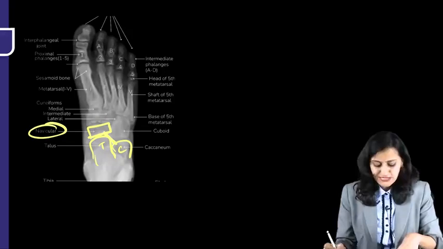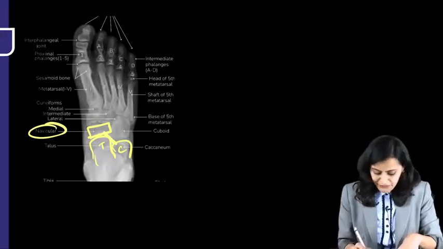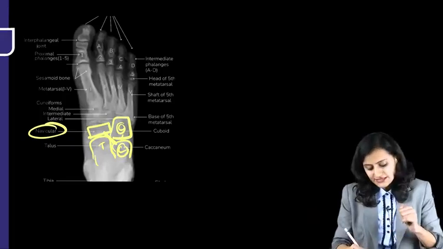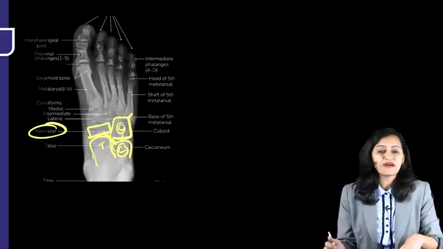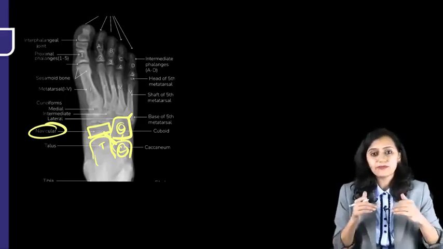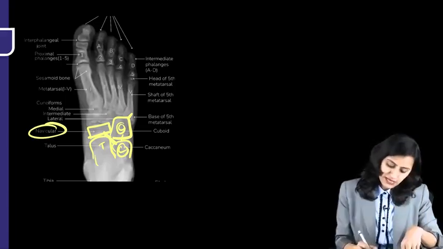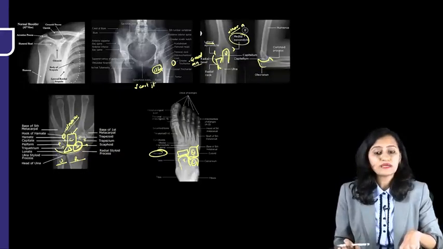And this joint here is the talocalcaneonavicular joint. In front of calcaneum, we have cuboid on the lateral side adjacent to the fifth metatarsal. So this is how you would identify the tarsal bones. Remember, in front of talus on the medial side, we have the navicular. So these are some of the important must-know radiographs that we should be knowing.